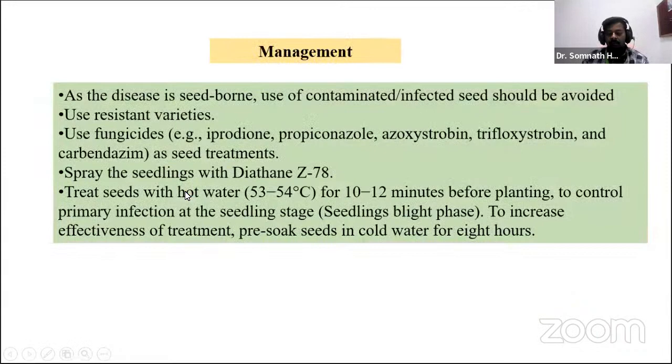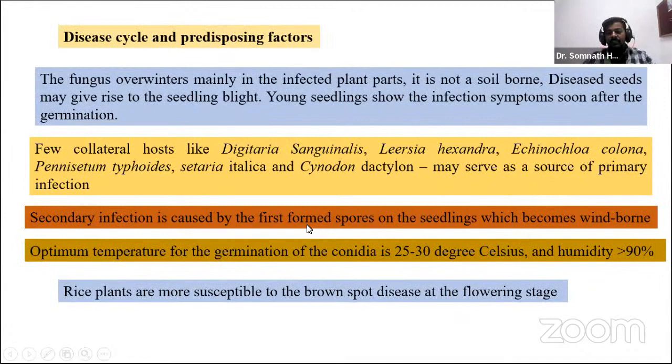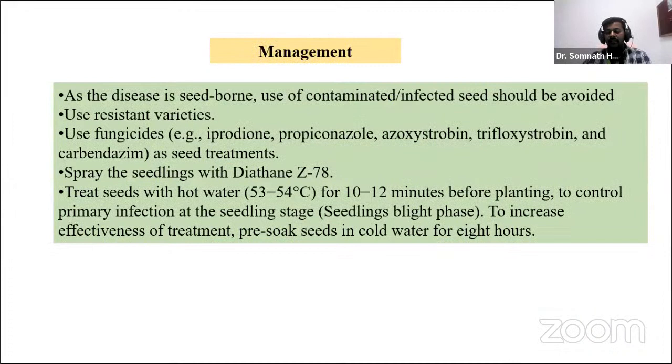Secondary infection is caused by the spores from the seedlings, which become windborne. When optimum temperature and humidity conditions are there, the conidia germinate. The optimum temperature for germination of the conidia is 25 to 30 degrees Celsius, with humidity more than 90%. Rice plants are more susceptible to brown spot disease at the flowering stage. The flowering stage is very delicate for the occurrence of the disease.